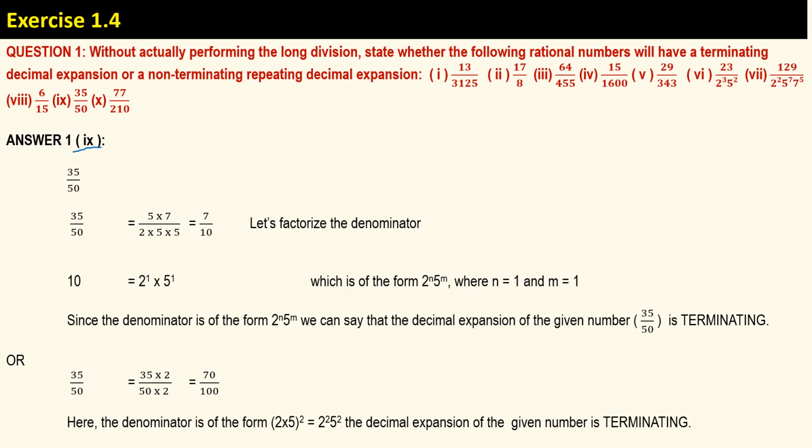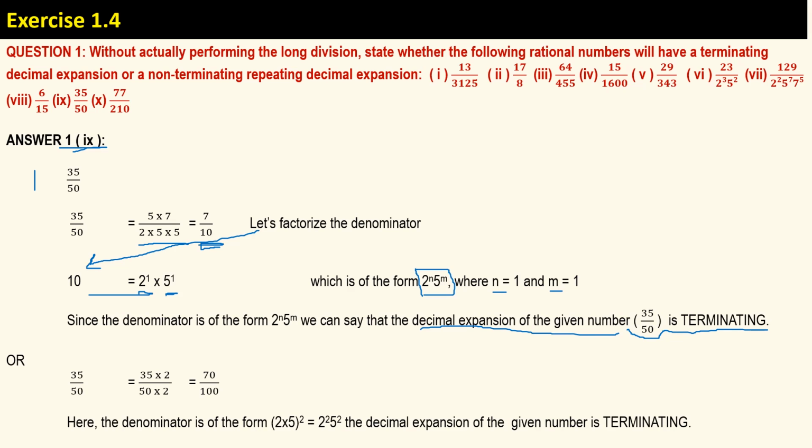Let's see part 9 of question number 1. The given number to us is 35 divided by 50, which can be written as 5 multiplied by 7 divided by 2 multiplied by 5 multiplied by 5, which is equal to 7 divided by 10. Let's see the denominator of it. If we factorize that, we get 2 raised to power 1 multiplied by 5 raised to power 1, which is of the form 2 raised to power n multiplied by 5 raised to power m, where n is 1 and m is also 1. Therefore we can say that the decimal expansion of the given number 35 by 50 is a terminating one.